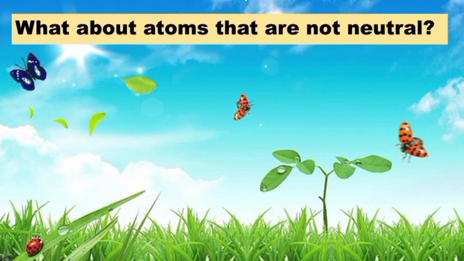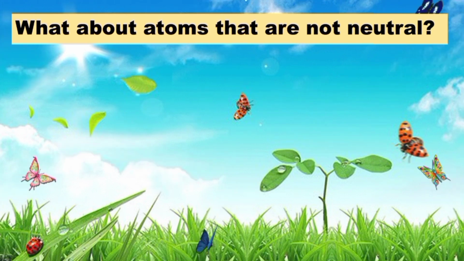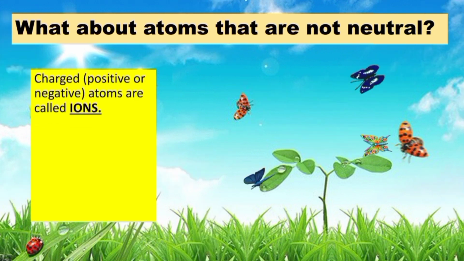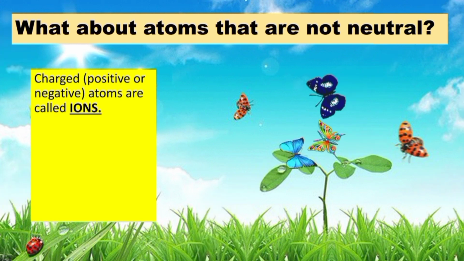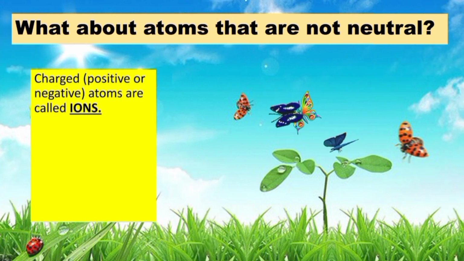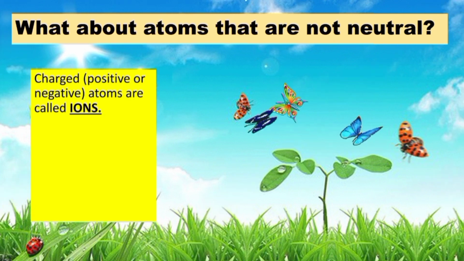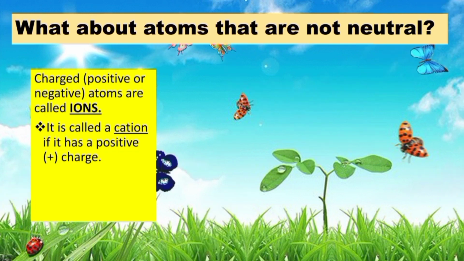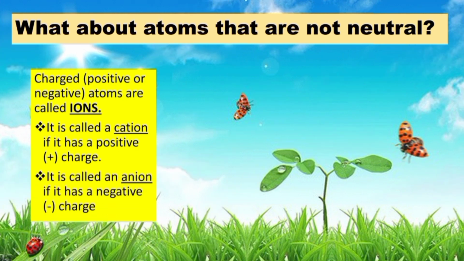Next. What about atoms that are not neutral? So, kapag hindi siya neutral, ibig sabihin meron siyang charge. And charges could be positive or negative. So, anong tawag sa kanila? Charged atoms are called ions. Okay? So, tatandaan nyo na, ions. Now, yung ions, pwedeng positive or negative yung charge niya. If they are positively charged, they are called cations. Okay? So, tandaan nyo na lang dyan yung letter T. So, similar yan sa positive sign. Tapos, yung isa naman, it is called an anion, which has a negative charge.